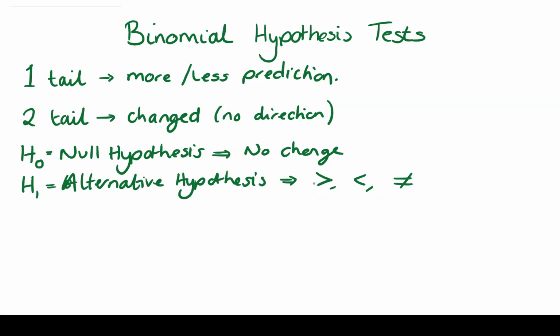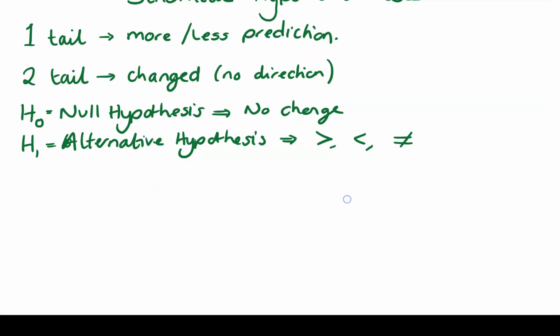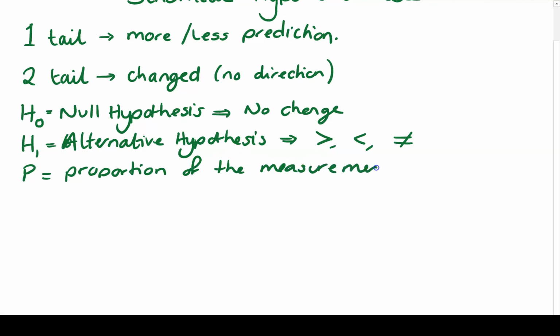So the way you do it is you set up your hypothesis and you state the thing that you're going to be measuring. So it would be P, and that is usually the proportion of the thing you're measuring. So it might be the proportion of people who like pizza, or the proportion of people over 25. It's the thing you're measuring.